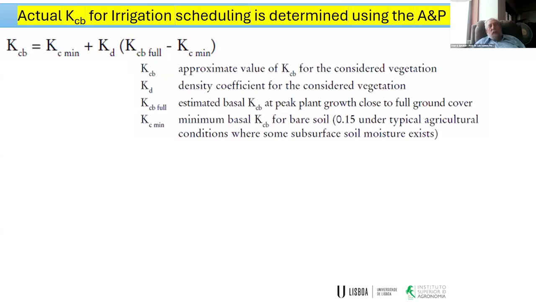We developed the actual Kcb for irrigation scheduling as a consequence of the density of the crop, and this density is defined from the crop age and the occupation of the territory by the crop, and of course by the expected values of Kc for the crop. And then we compute a Kcb.